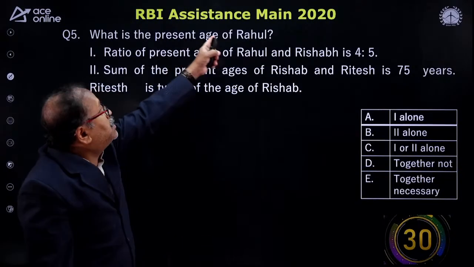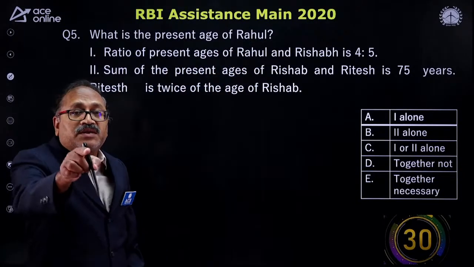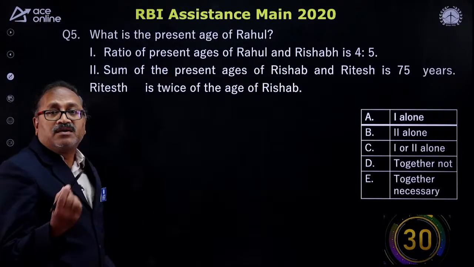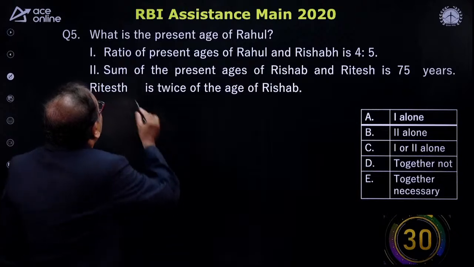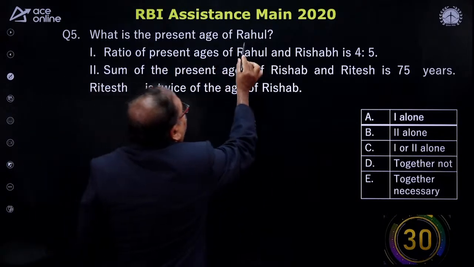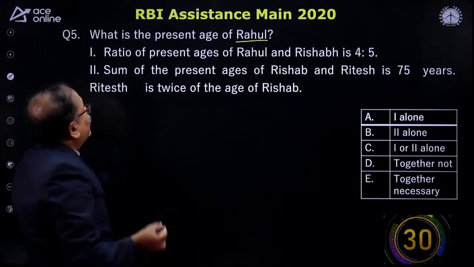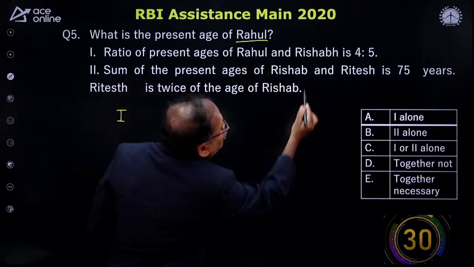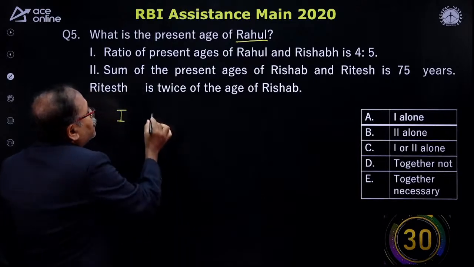All we are doing is the RBI Assistant Main 2020. This is the 5th and the last question of the data sufficiency. So here it says, what is the present age of Rahul? And what does statement 1 say? The ratio of the present age of Rahul and Rishabh is 4:5.